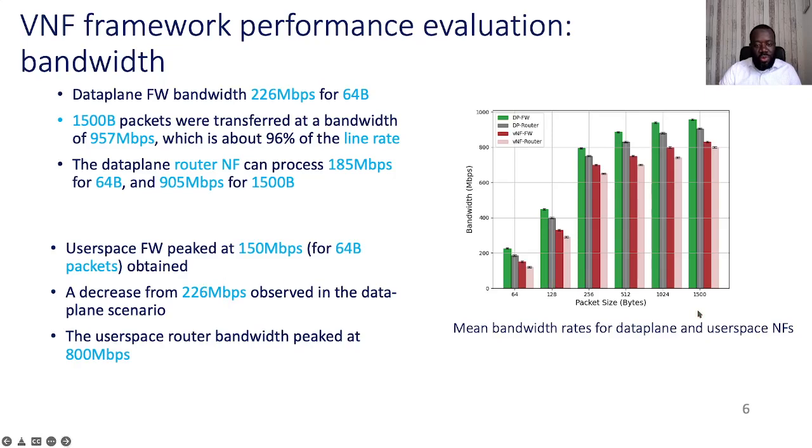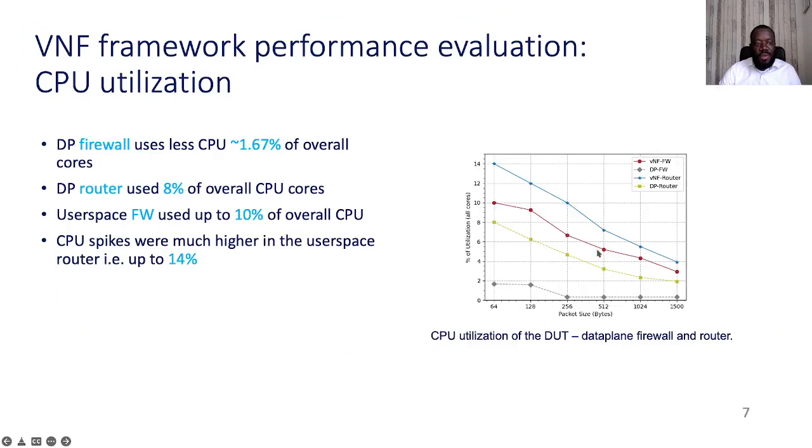User space firewall peaked at 150 Mbps. That's also for 64 bytes packets, which is basically a decrease from what we obtained using the data plane firewall implementation. So the user space router bandwidth peaked at 800 megabits per second.